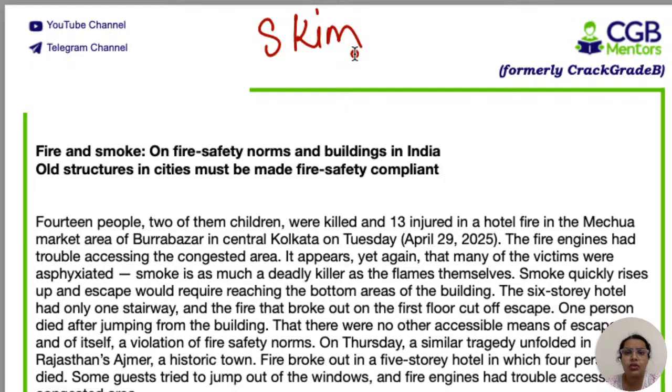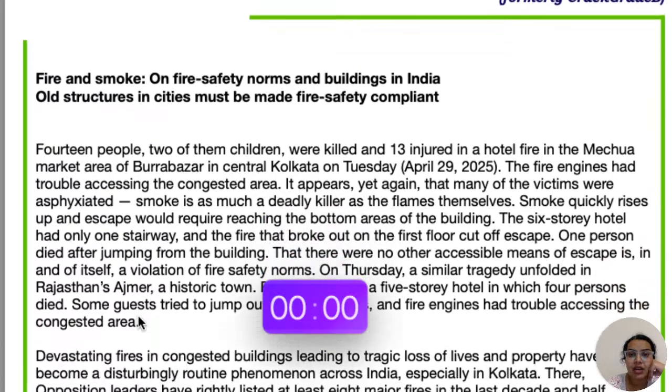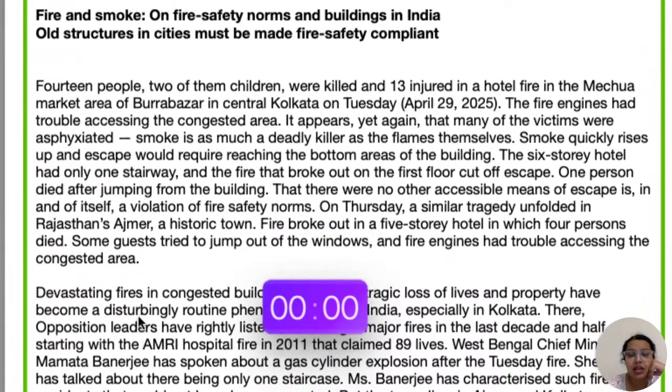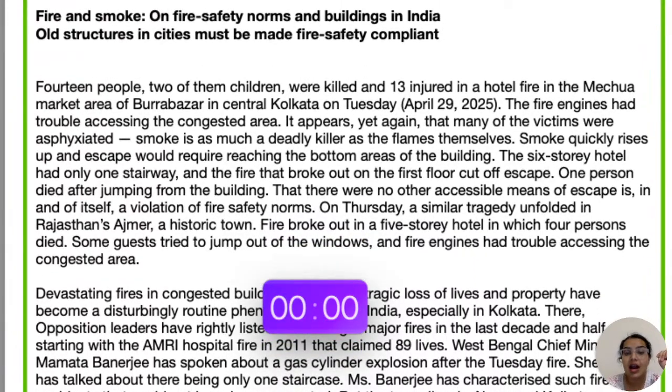So what I'm gonna do, this is an article taken from The Hindu newspaper editorial, and I'm gonna put a timer in front of you, and you will get 2.5 minutes to skim the complete article. You have to skim, and in 1 or 2 lines, you have to tell me here what you have understood, what is the takeaway from this one. Okay, so please get going.